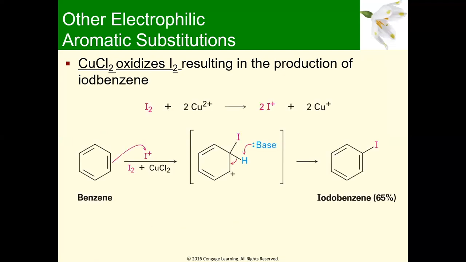Okay, so that's shown in this diagram right here, which is also printed in your handout. So the I2 essentially becomes 2 I plus ions, which is kind of weird. But with copper 2 chloride also present in the mixture, you will get that. So it just, again, does an electrophilic substitution reaction. If you have a base present, then it takes away that hydrogen. The benzene ring gets its aromaticity back, and you get iodobenzene. We've gone through all the halogens.